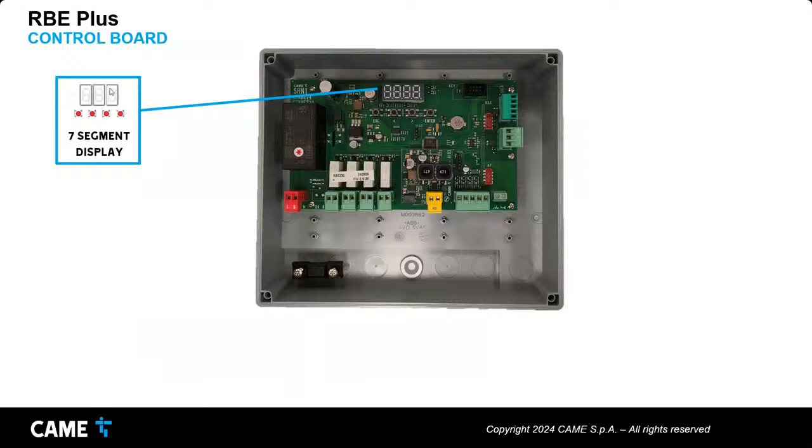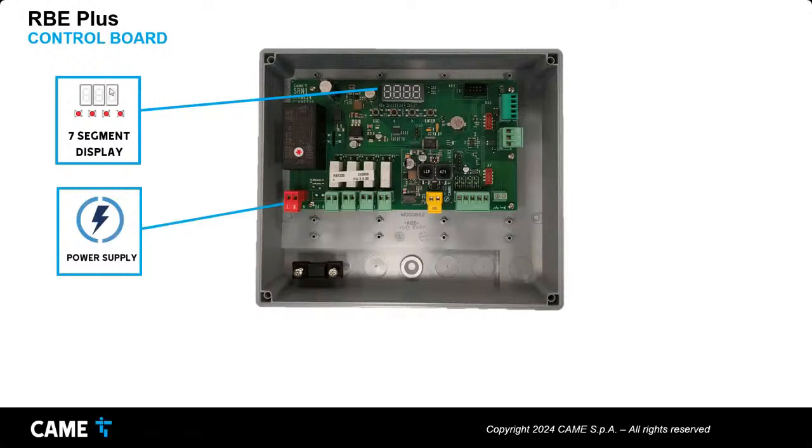So this is the name, the description of the control board, which is inside the RBE Plus. And these are the main, relevant parts that belong to the electronic board. So we have the 7-segment display going not clockwise, but into the other sense. We have the power supply terminal block, which is red colored. The 4 outputs, which are located in correspondence to the release.